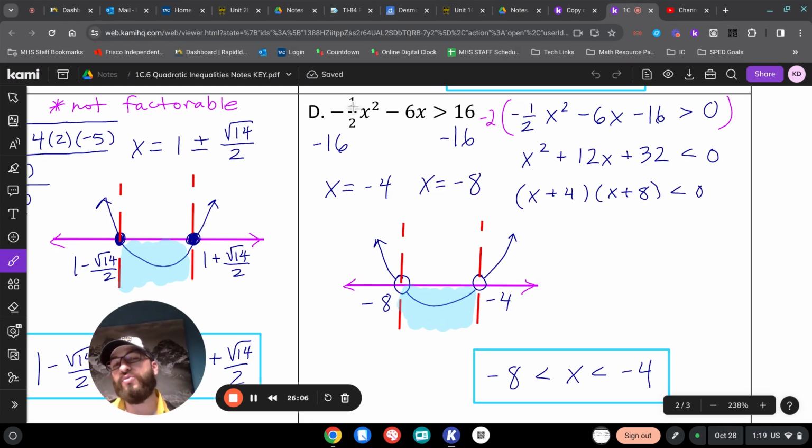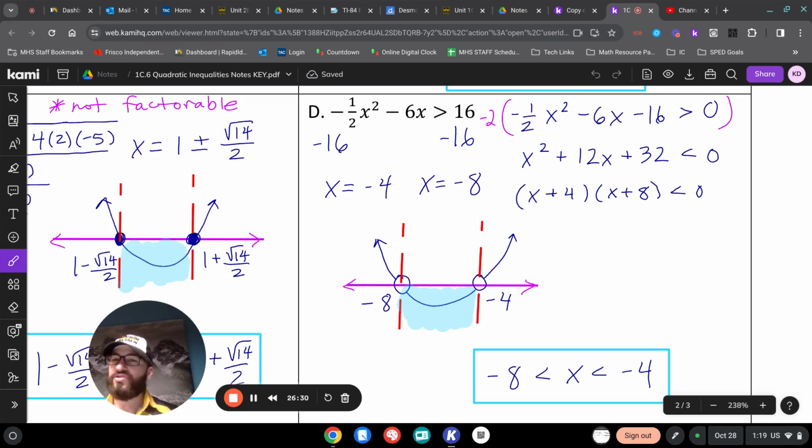Now, I know my original was negative, but the graph that we're actually working with is this positive one here. So it's this positive x squared plus 12x plus 32. And then I'm looking for values that are less than 0. Once again, I'm using my new equation, not my original. And that's going to give me this region in the middle. So our x values are from -8 to -4.